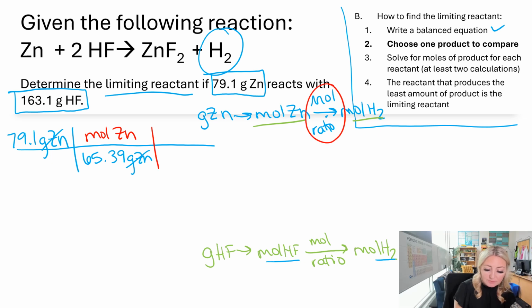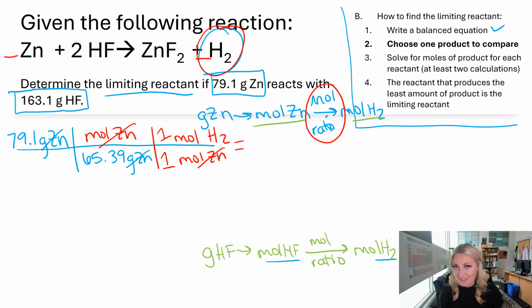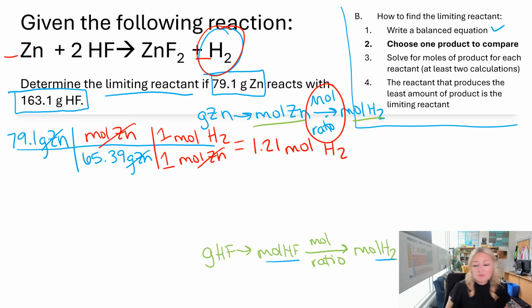So now I'm ready for the mole ratio. I want to cancel moles of zinc, so I need to put the moles of zinc on the bottom, and I want to find moles of the product that I've chosen to compare, which is H2. Looking at my balanced equation, I don't have any coefficients, so this is a 1-to-1 ratio. I now have moles of H2, so I'm finding the theoretical yield. If I start with 79.1 grams of zinc, this is the theoretical yield. Multiplying across the top, dividing by the bottom, you wind up with 1.21 moles of H2. There's no need to convert to grams unless they ask you to convert to grams.